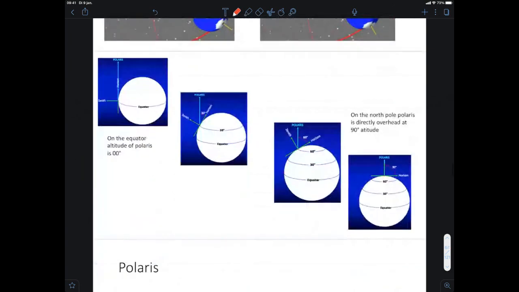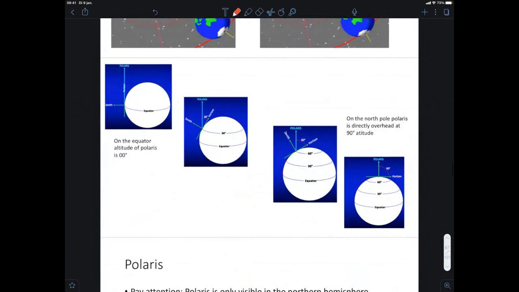Okay, voila. Now I told you that we can use the North Star in order to determine our latitude. This is illustrated by the pictures that you see here. If we would be on the equator, we would see Polaris at an altitude of 0 degrees. If we would be on the North Pole, on the other hand, then Polaris would be directly overhead at an altitude of 90 degrees. And so we see that when you are at the equator, our latitude is 0 degrees, and the altitude of Polaris is also 0 degrees.